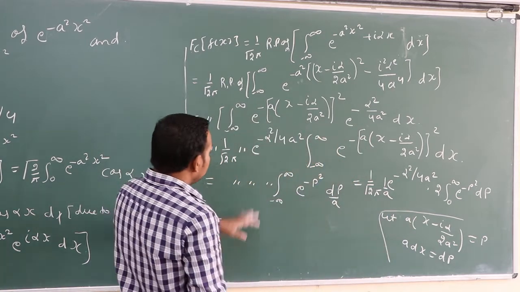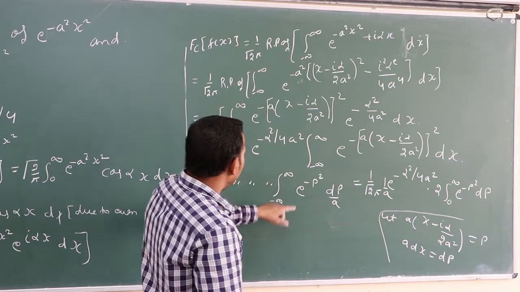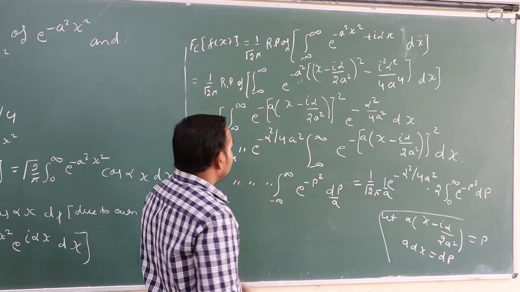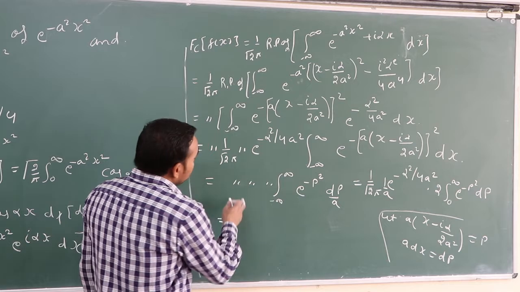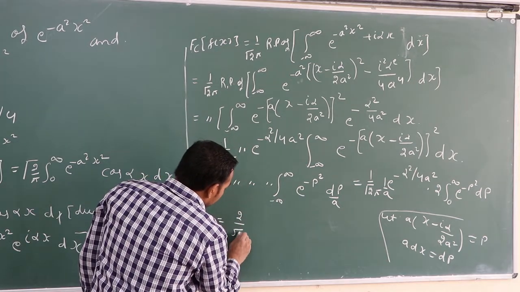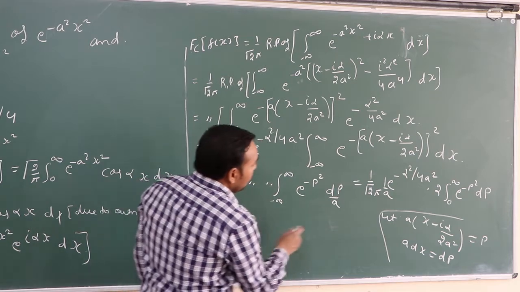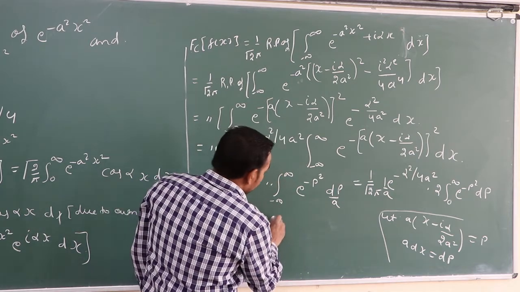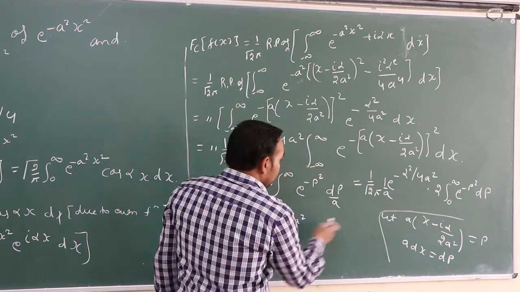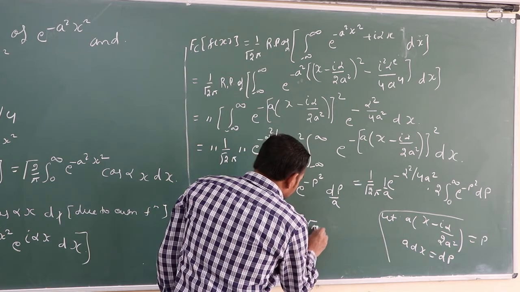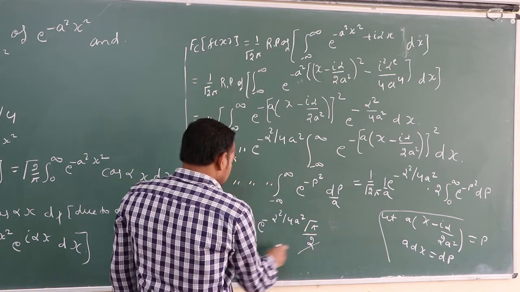Here we have p square and dp upon da, and alpha square upon 4a square, so there is no imaginary part. So 2 upon under root 2 pi, a to the power minus alpha square upon 4a square, and this can be written as under root pi upon 2. So the 2 cancels out, pi cancels with pi.